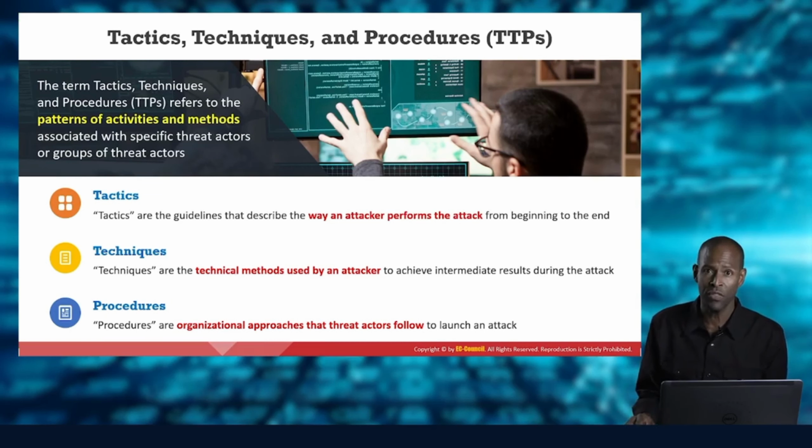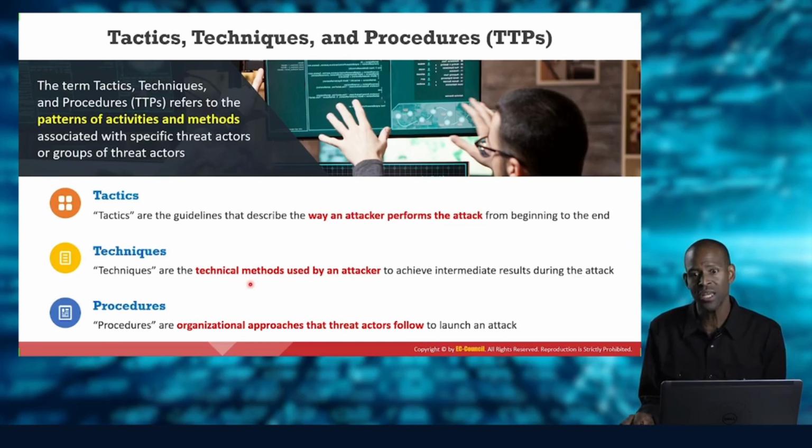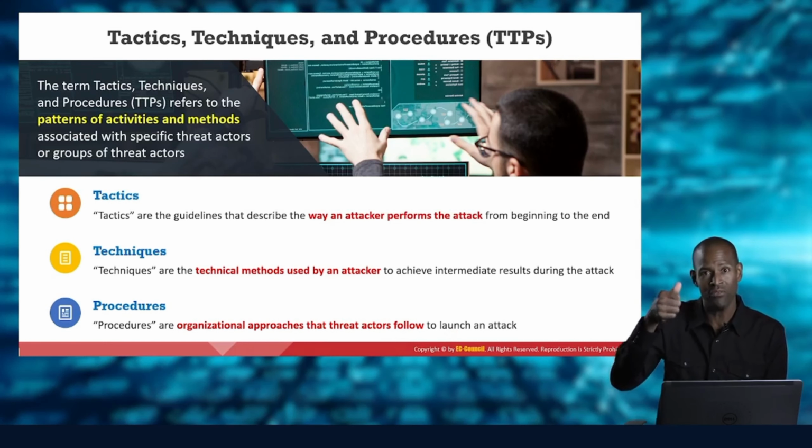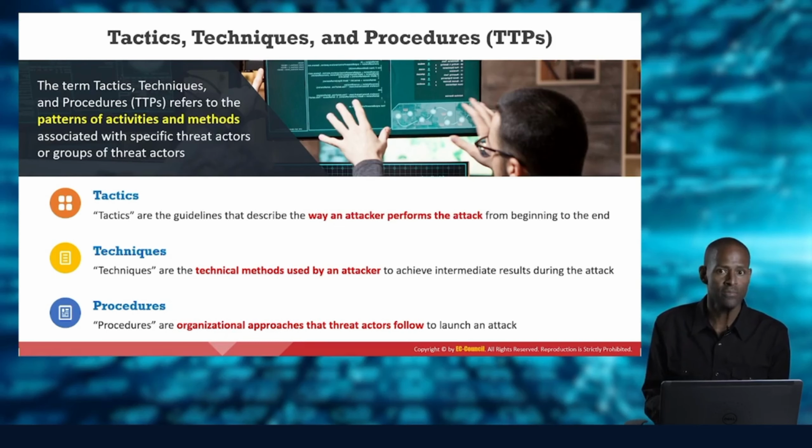This is the same thing we do with threat actors. They have ways that are turned into patterns of activities, methods with the way they do things. The T for tactics is the way they perform the attack from beginning to end. The T for techniques is the technical methods, the tools that they use. The procedures are the organizational approach that the threat actor takes to launch the attack. You put these together, it's almost like getting the thumbprint of the attack. So even though the attacker doesn't say, hey, I'm with this attacking group, you examine the TTPs and you can tell who they are.